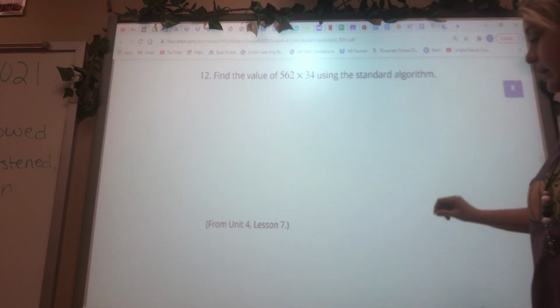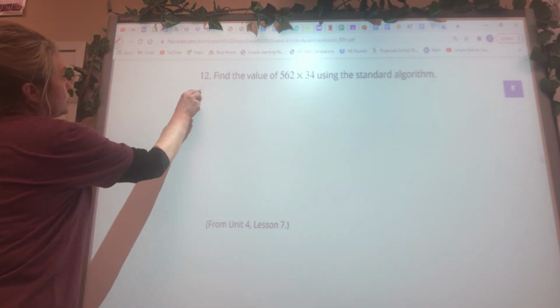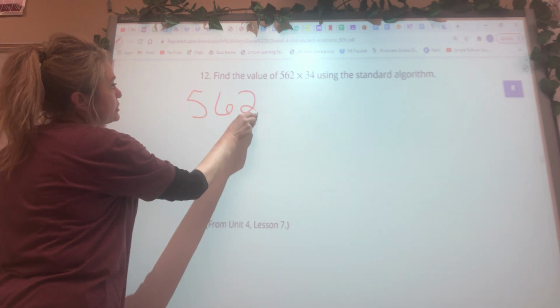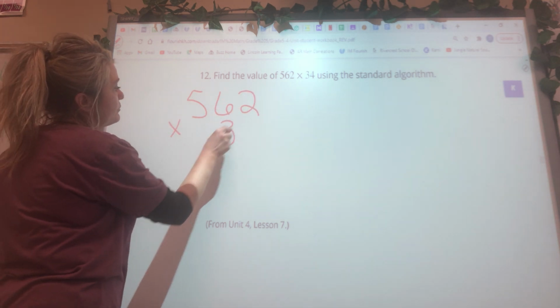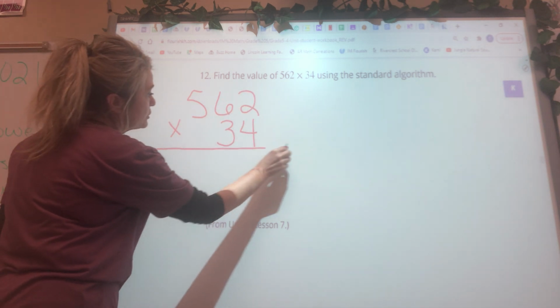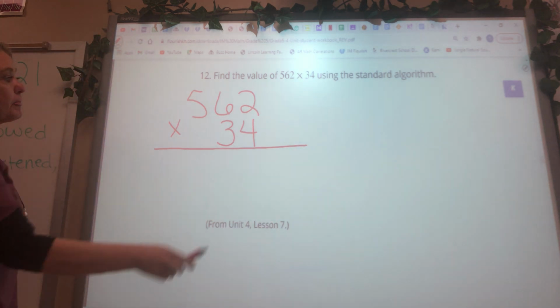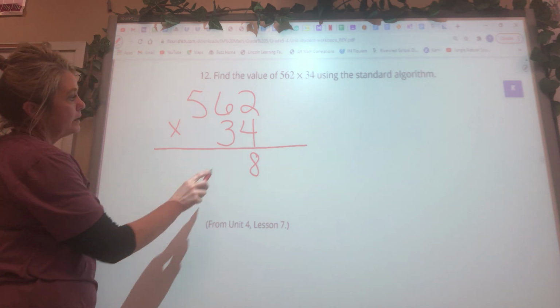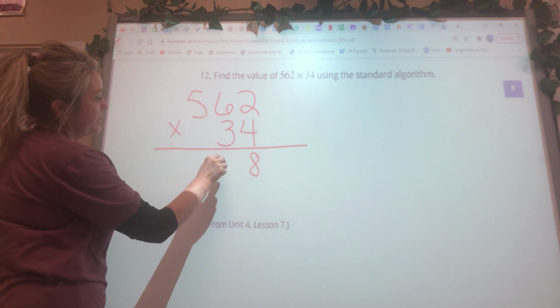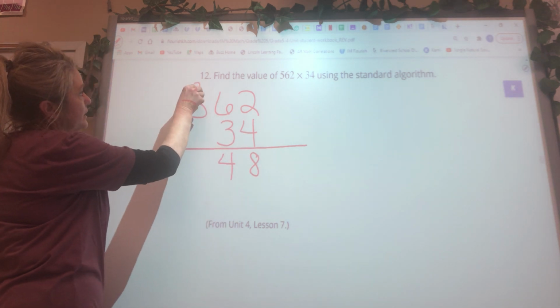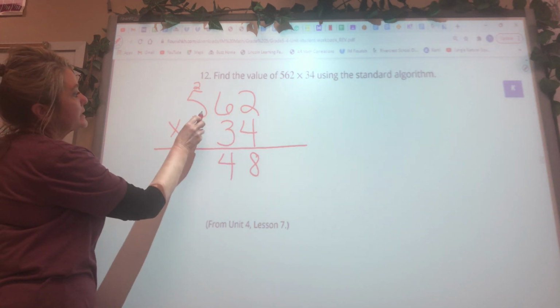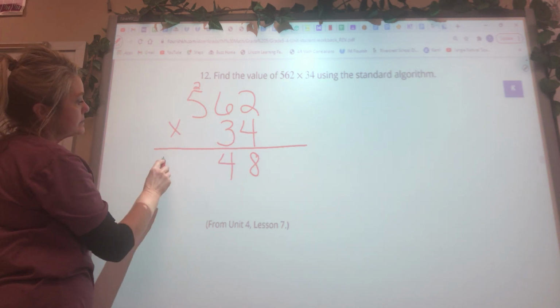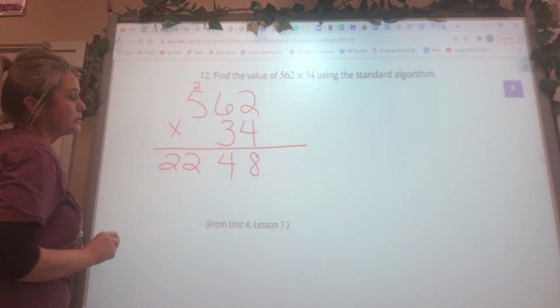Okay, number 12. Find the value of 562 times 34 using standard algorithm. We always start here. 4 times 2 is 8. 4 times 6 is 24, so we have to carry our 2. 4 times 5 is 20, plus the 2 is 22.